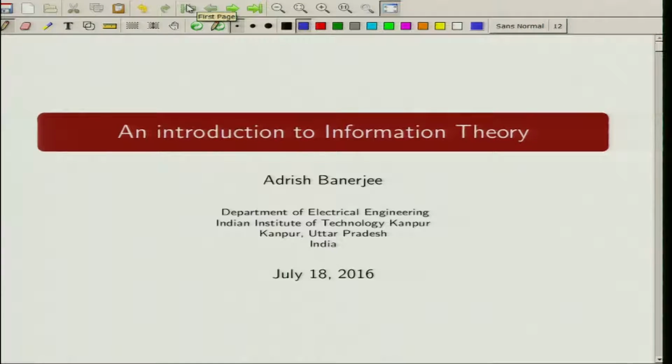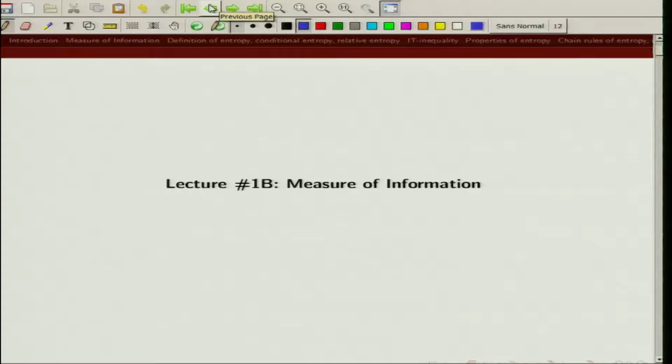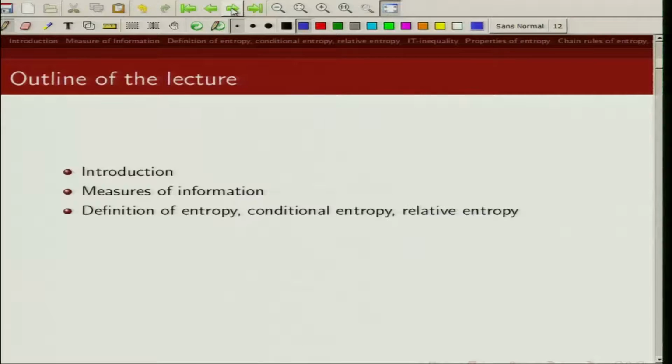Welcome to the course on an introduction to information theory. Today in this lecture we are going to talk about how to quantify information. So we'll talk about Shannon's measure of information, and then we will talk about entropy. We'll define entropy, conditional entropy, joint entropy, relative entropy, and we'll prove some properties of them.